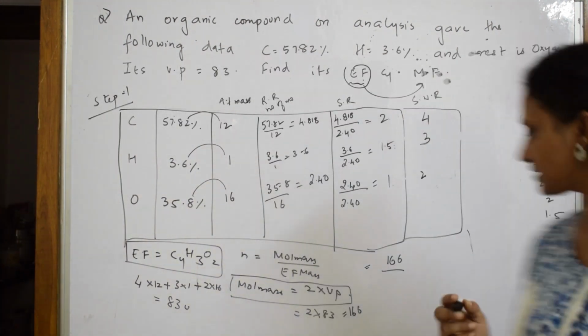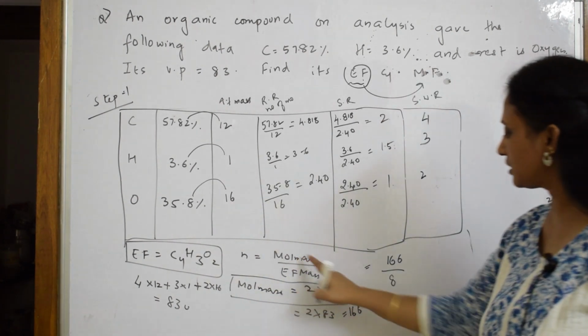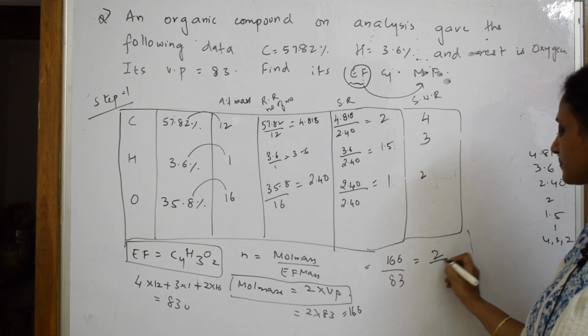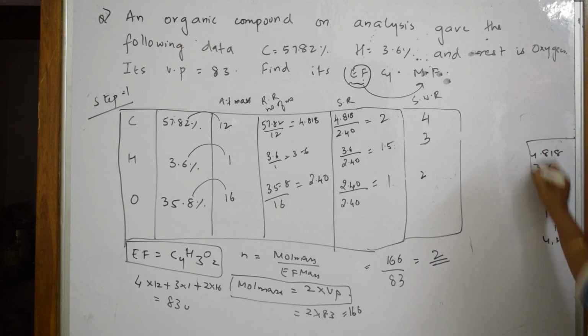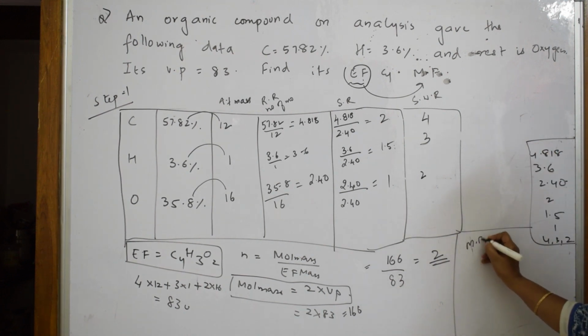Now take this and divide. The empirical formula mass I got here, the molecular mass I got here. So 83. So how much? It goes twice. Now I'm almost done with the numerical. The final step is I need to find the molecular formula.